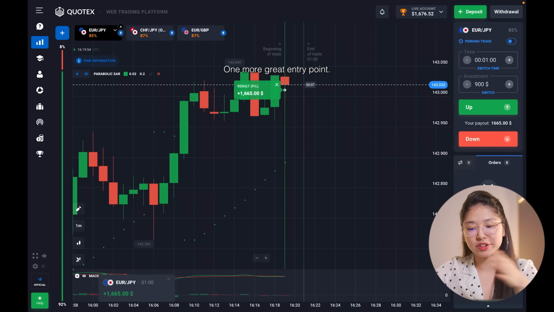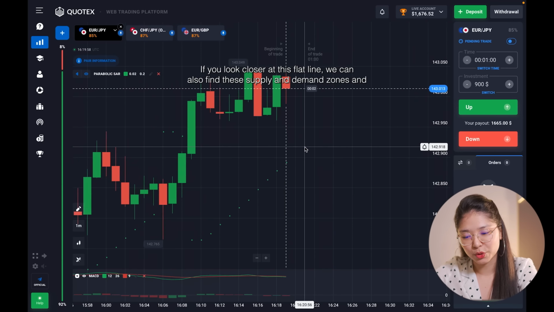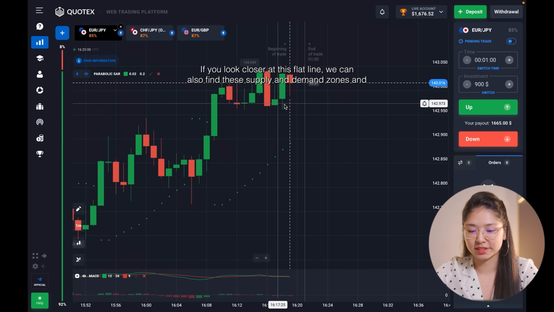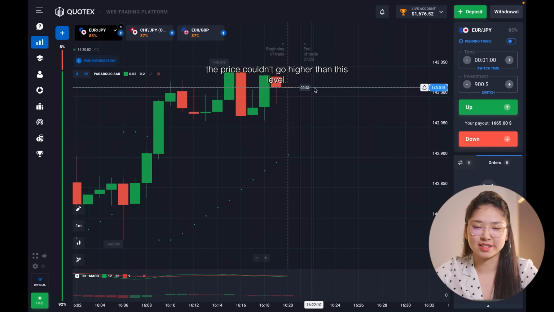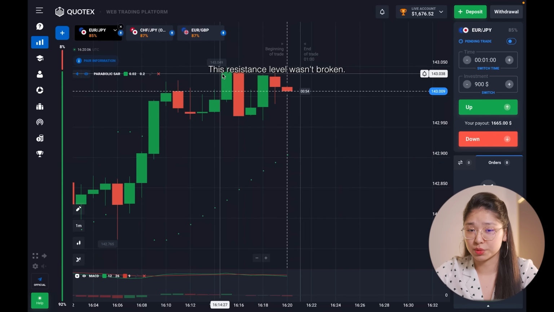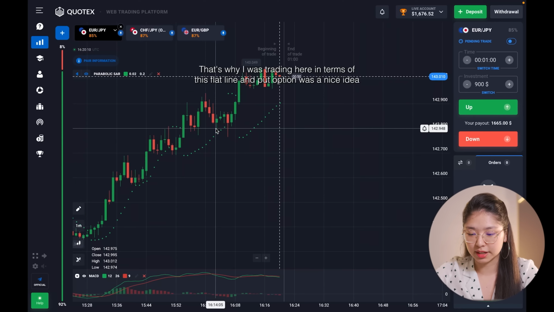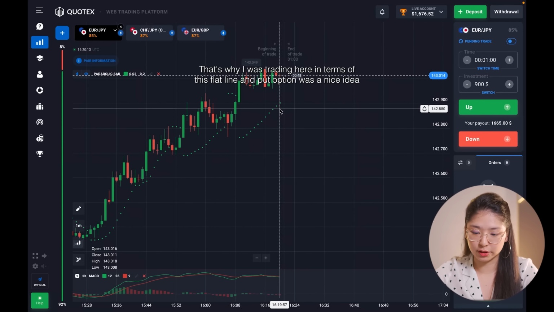So guys, one more great entry point. You see this flat line. If you look closer at this flat line, we can also find these demand zones and the price couldn't go higher than this level. So it wasn't broken yet, this resistance level wasn't broken, and that's why I was trading here in terms of this flat line, and put option was a nice idea here.